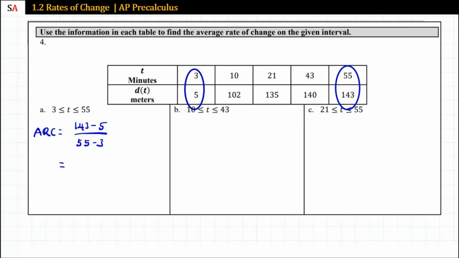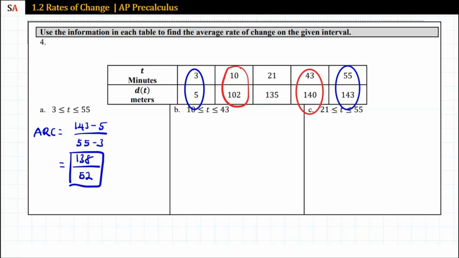So that is nothing but 143 minus 5, which is 138, over 55 minus 3, which is 52. Okay, so this is the average rate of change. You can use the calculator and simplify this one. And 10 to 43. So between 10 and 43, at 10 we have the y value 102, and at 43 we have the y value 140.